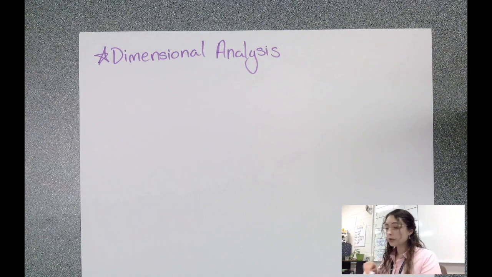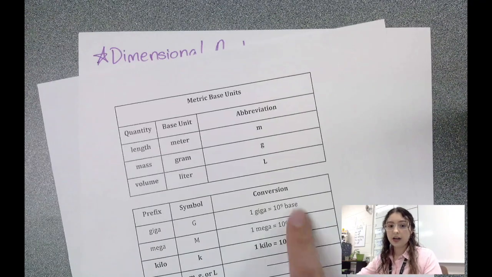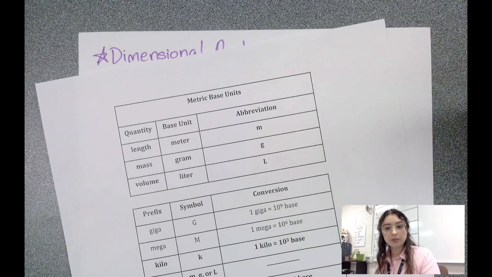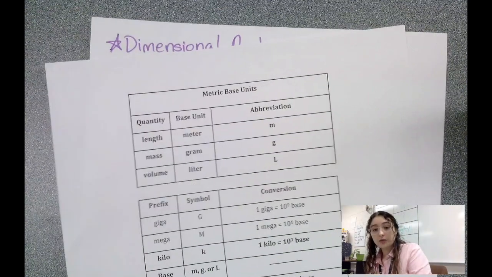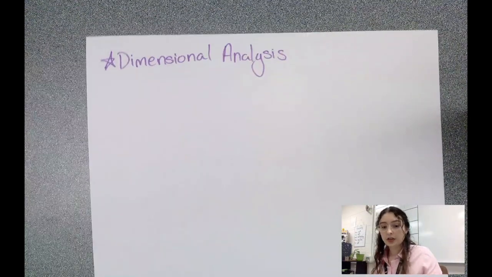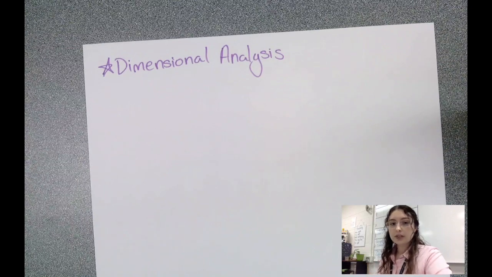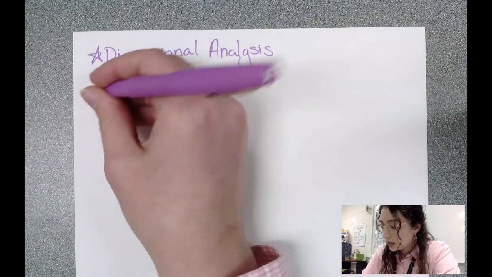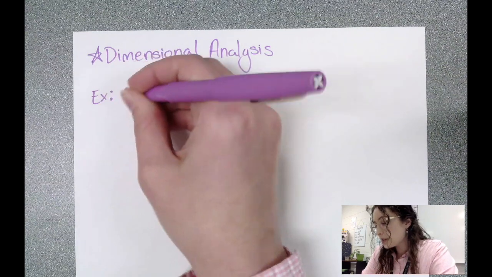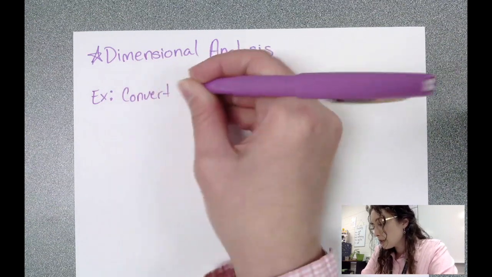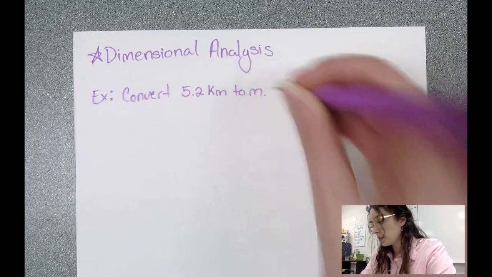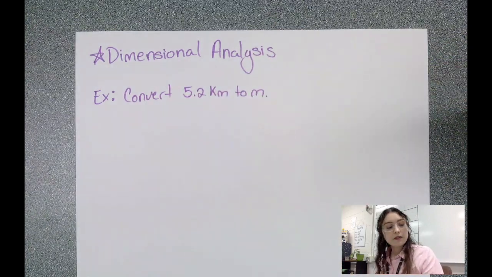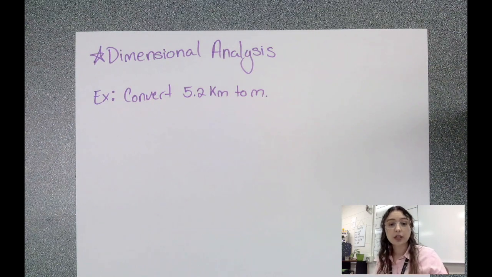So when we do dimensional analysis, we want to have our handy dandy friend, the metric conversion table, with us. Because again, nobody really needs to be able to memorize all these conversions. We can just use this chart to help us. So make sure you have this handy with you. Let's do some examples, because that's the best way to do this. Let's say our example is convert 5.2 kilometers to meters.